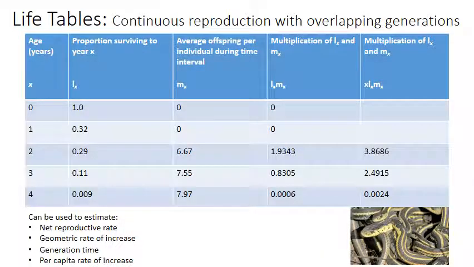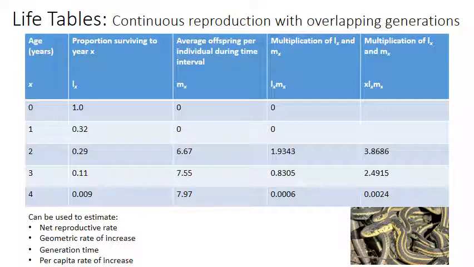So we're now looking at another example of a life table, this time for an organism with continuous reproduction and overlapping generations. I've chosen garter snakes. I've come up with a life table where individuals live about 4 years. So X in the first column is in years this time. And there's an additional column on the right-hand side, which is X, LX, MX. It's a multiplication of the age class in years and LX, MX, which is the previous column.